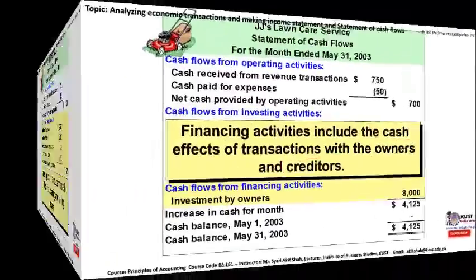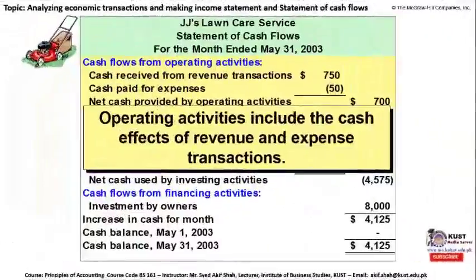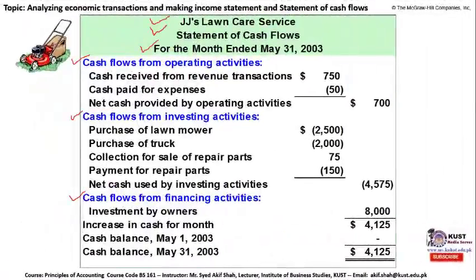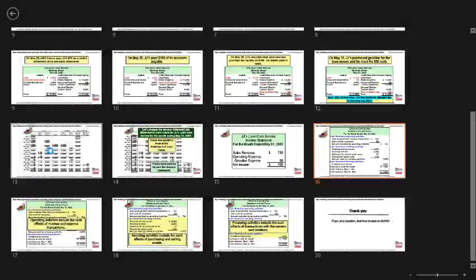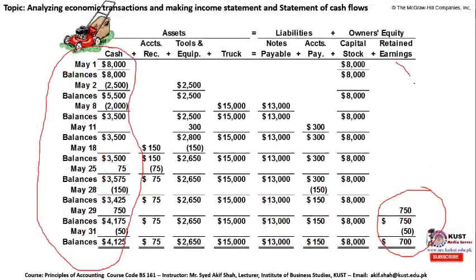Now let's discuss those transactions one by one and how we plug that data into this statement of cash flow. So we have to find out the cash received from revenue transactions. Let's move back towards the accounting equation. Here we had the expense-related and revenue-related transactions, May 29 and May 31.